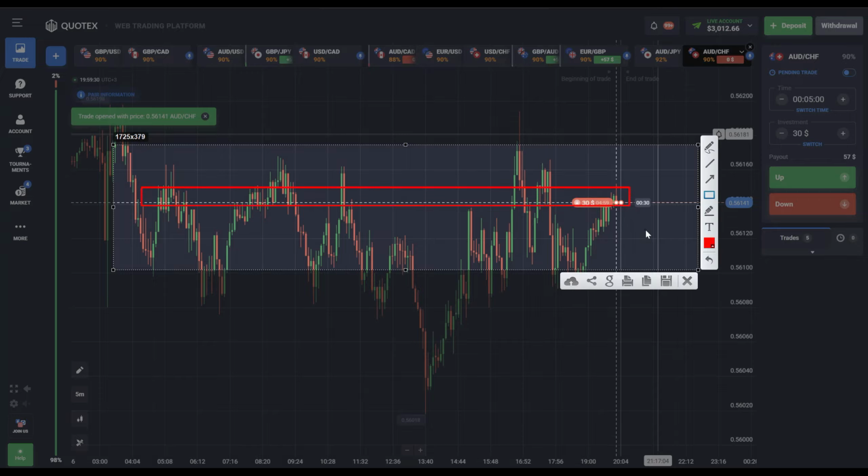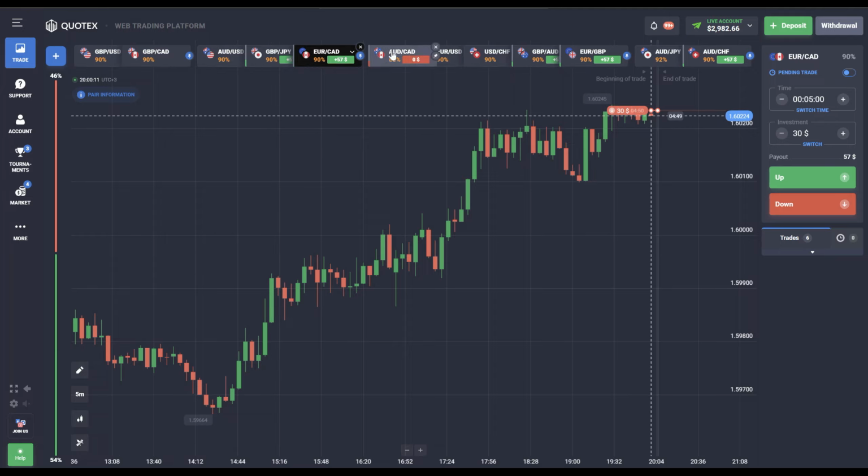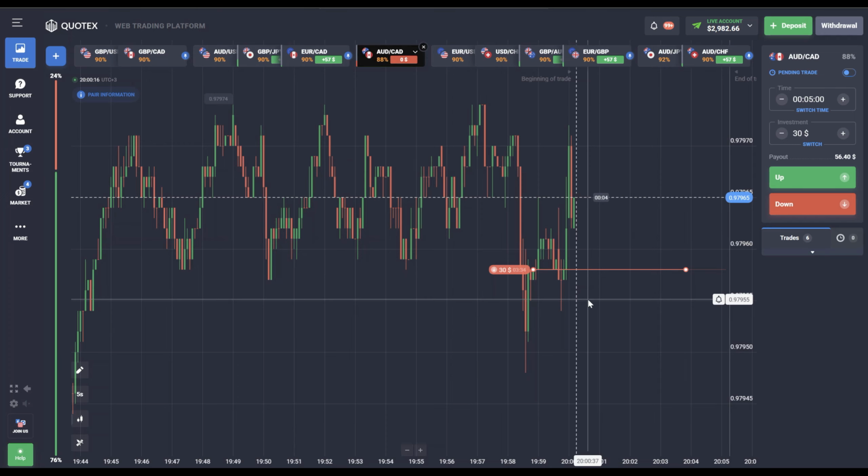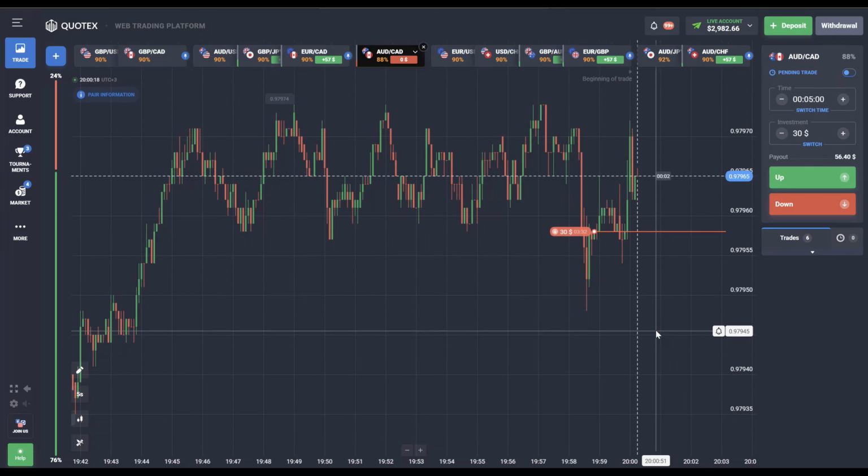Euro-Canadian, let's try to open. I'll open a short. We have a local maximum and a resistance zone. Well, 6 trades is already something. So far, only Aussie-Canadian is in the red, but the loss is small. And the price can return very quickly.